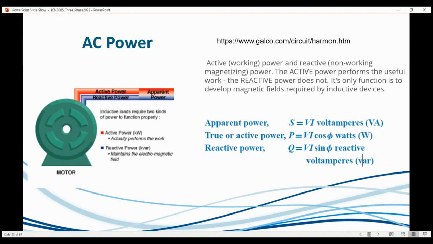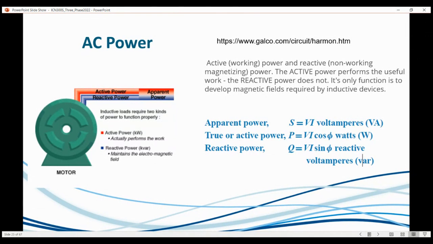So what it says, the active power, active in brackets working power, and the reactive non-working magnetizing power. The active power performs useful work for us, and the reactive power does not. It only functions to develop magnetic fields required by inductive devices, because most of the devices we use are electromagnetic induction devices, transformers, motors, and we produce a magnetic field, and then we require energy for the magnetic field.